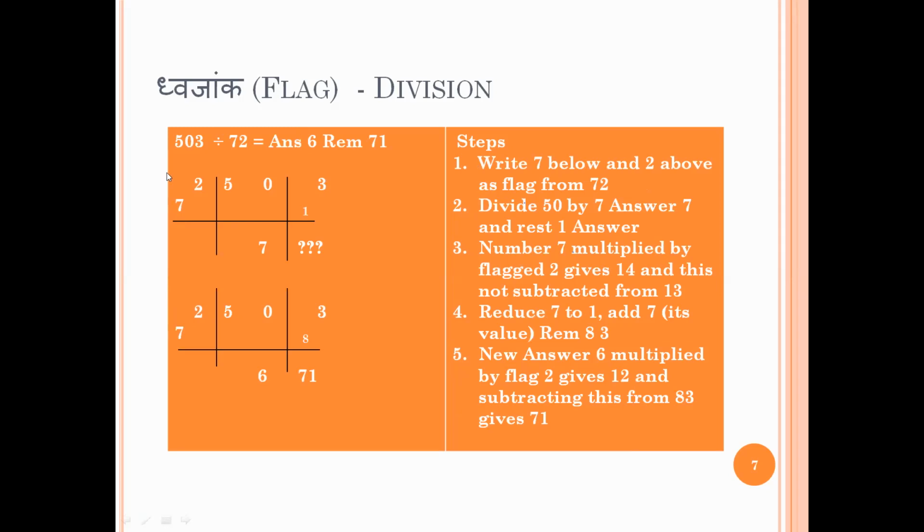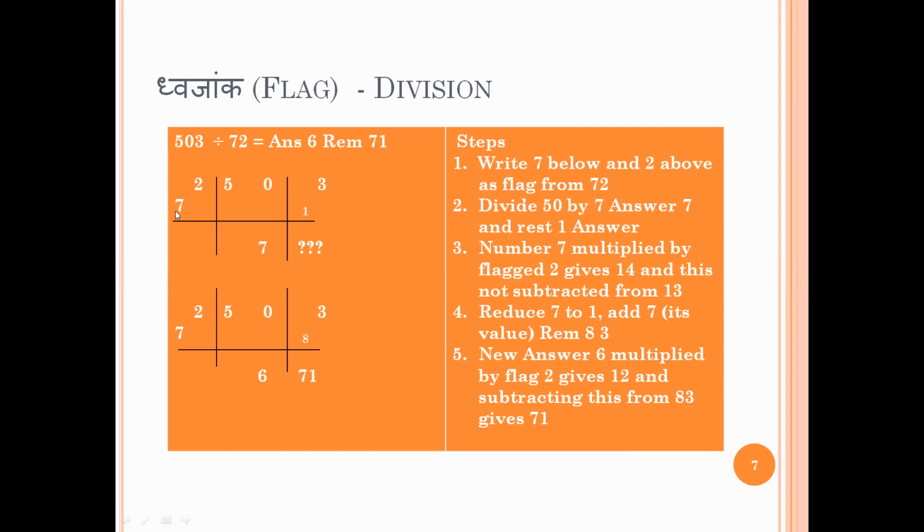Okay, now a little complex scenario. 503 divided by 72. I write 7 down and make 2 as a flag. There is 1 digit in the flag, so I just take a vertical line before 3. Then I take 5. I cannot divide 7 by 5, so I take the next digit, 50.